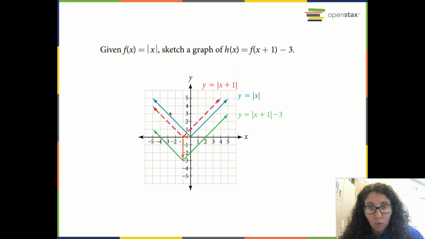So let's see, our blue graph is our original absolute value of x. The red graph is shifting the graph to the left by 1, right? And then the green graph does the vertical shift down by 3. So there's our new function. The green graph would be this blue graph shifted over and down.